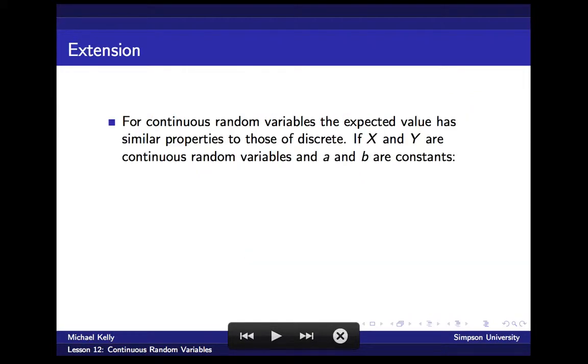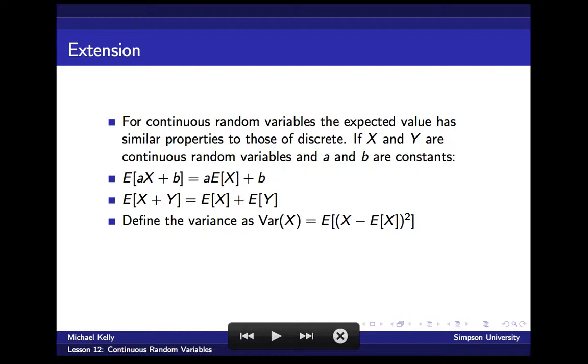And the properties end up being very similar as well. So we're going to let x and y be continuous random variables in this case, and a and b be any constants. Then the expected value is still linear. So the expected value of ax plus b is still a times e of x plus b. And it's also linear over the random variables. So the expected value of x plus y is e of x plus e of y.